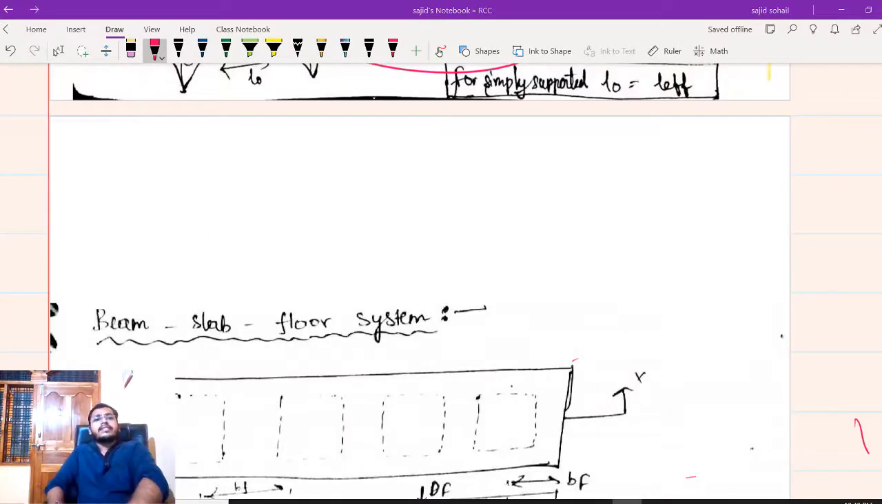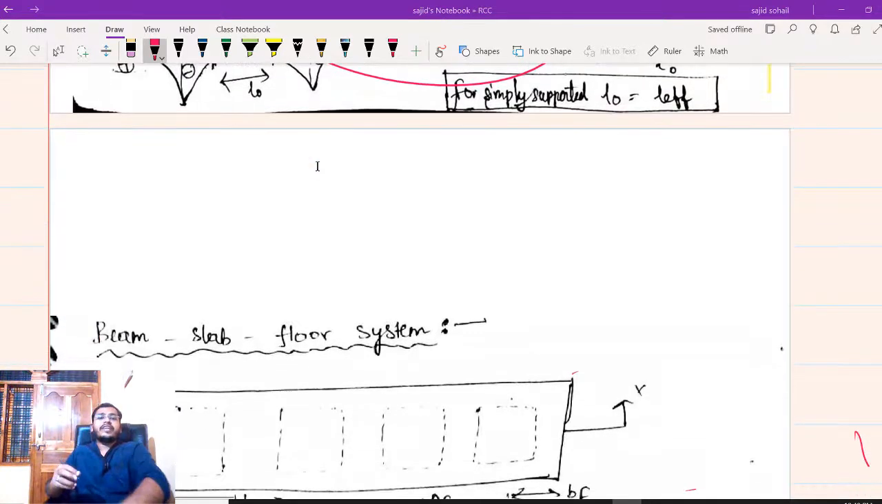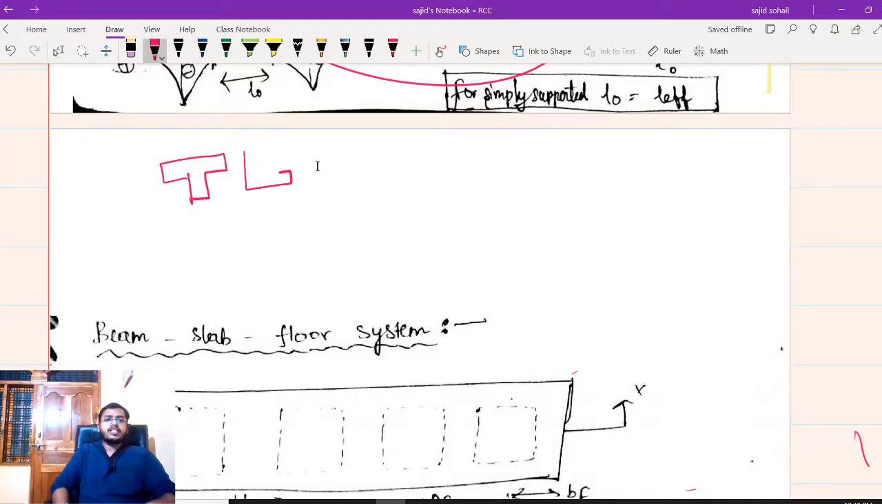Now let us see what should be the width of flange when we have some system. Okay, when some continuous things come, what should be your width of flange? It will change a bit. So far we have seen for individual T section and L section.